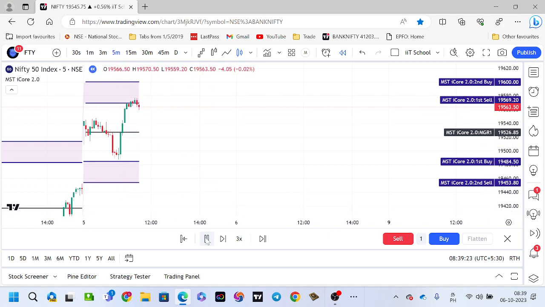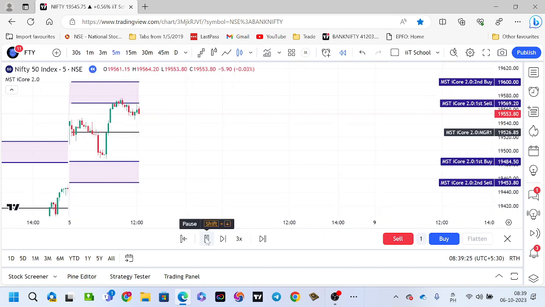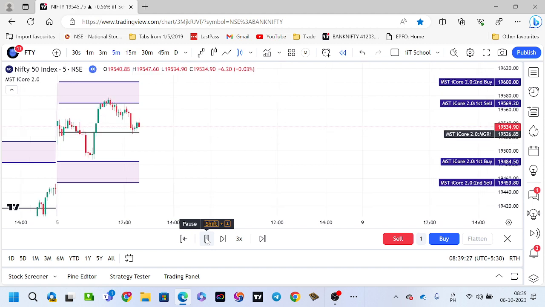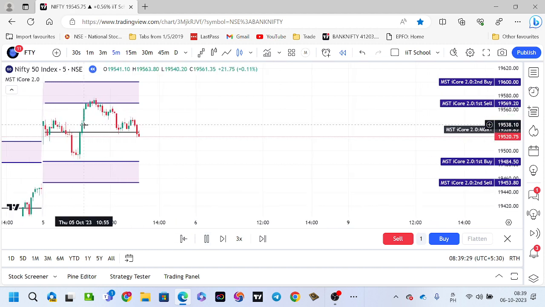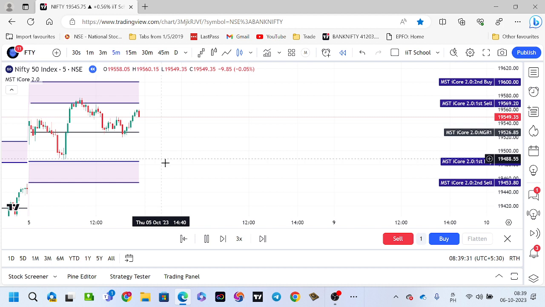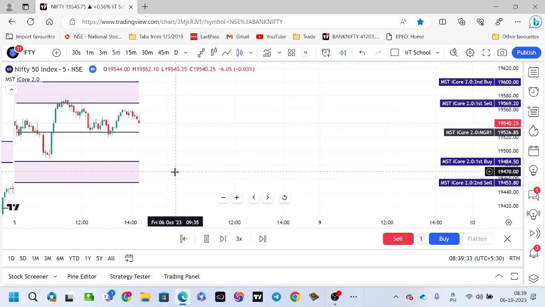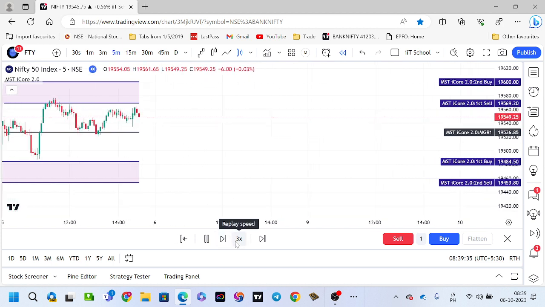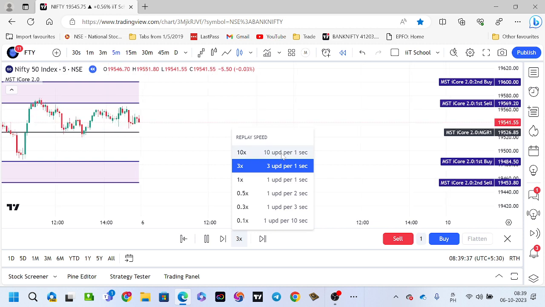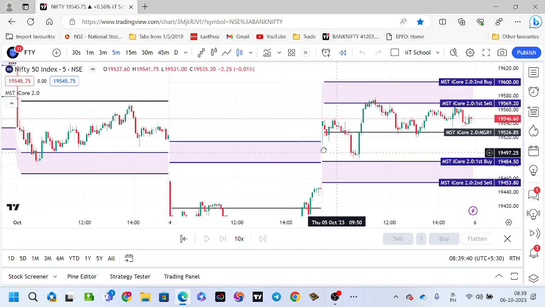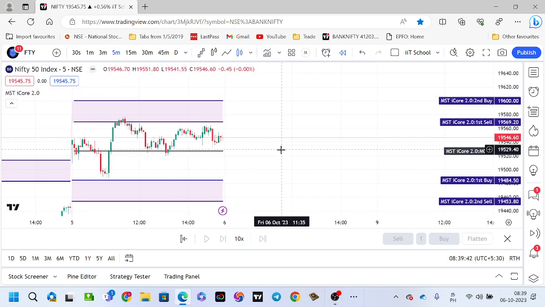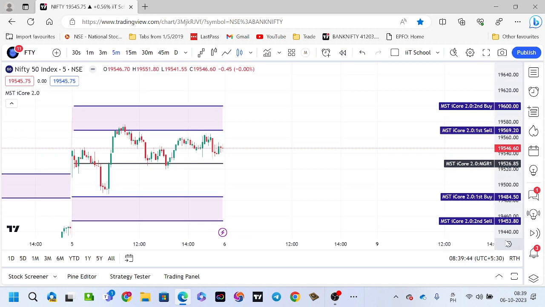Again sell activated. Let us see what happens. On the sell side also we got the profit. So from here to here 2 targets, from there to here 1 target so far hit. Now I will increase the speed. Yeah, on both sides we got the target.